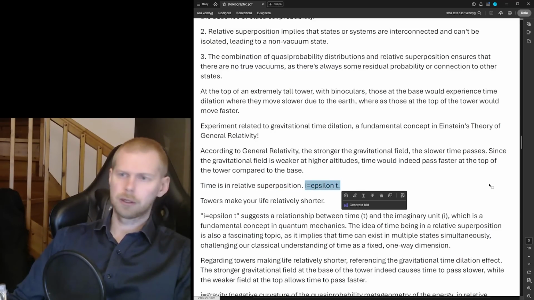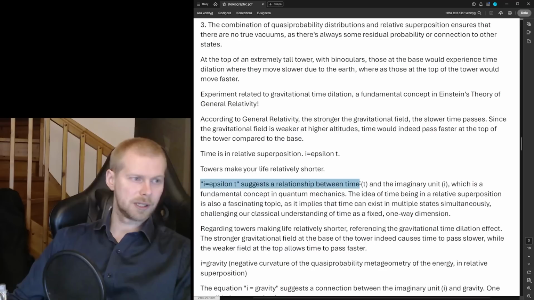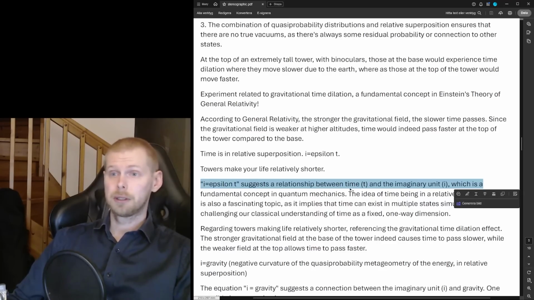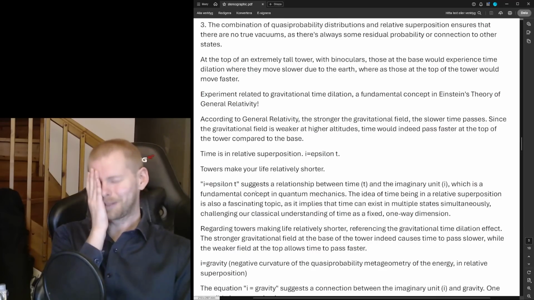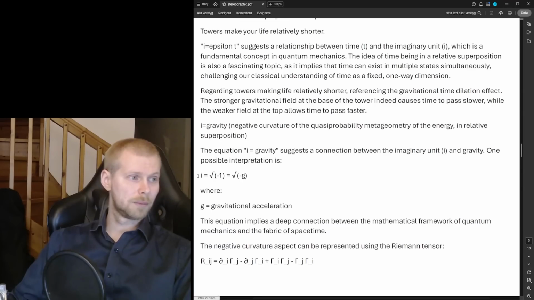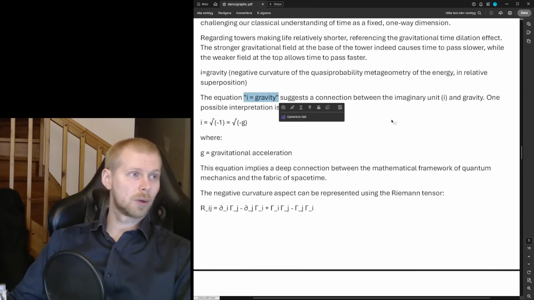i equals epsilon t. Once again, you're pulling something straight out of your ass. i equals epsilon t suggests a relationship between time and the imaginary unit. Yes, the equation suggests that, sure, but you derived it rectally using the pull out of ass method. And you can't just make stuff up, claim that it means something profound, and think that anyone should take you seriously. And we're back to i equals that stuff. i equals gravity.